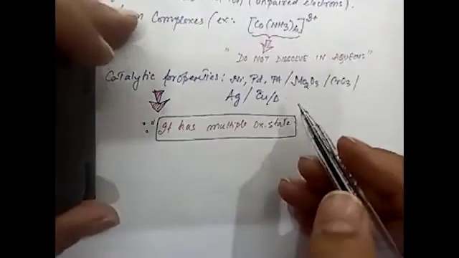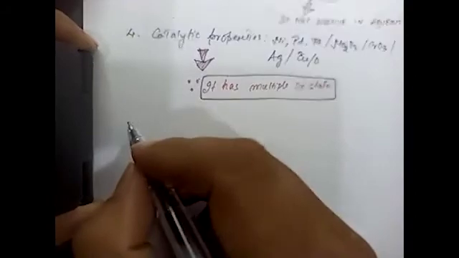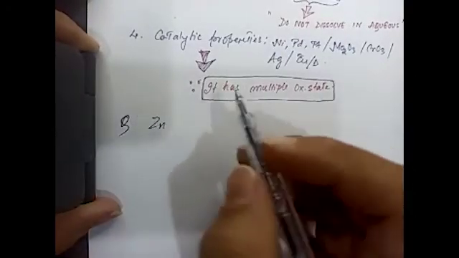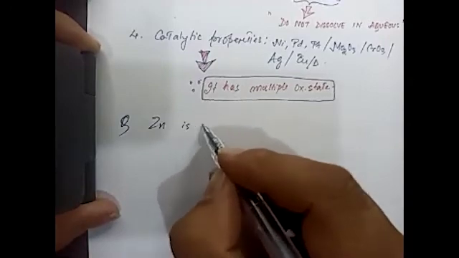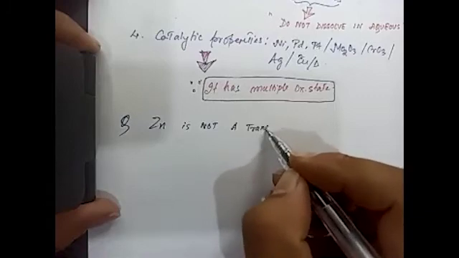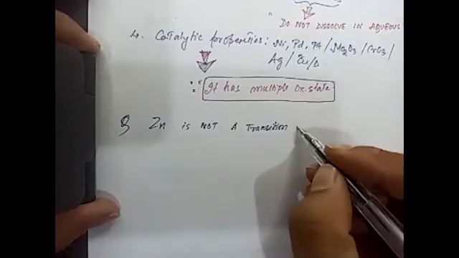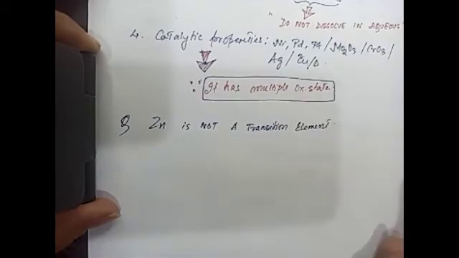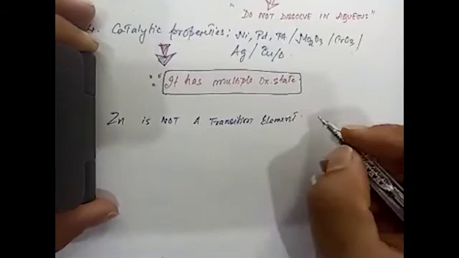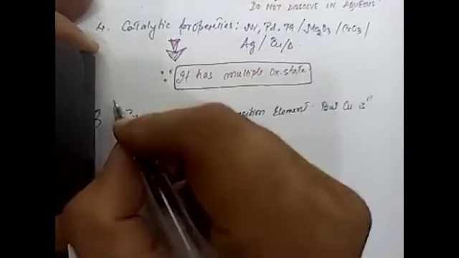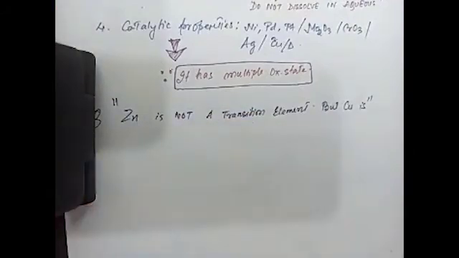A question may appear as an explanation or reasoning question. The question is: zinc is not a transition element, but copper is. So you can tell it very clearly.